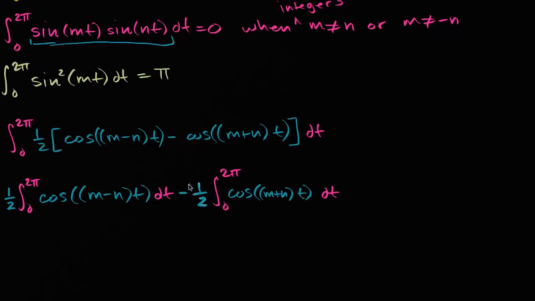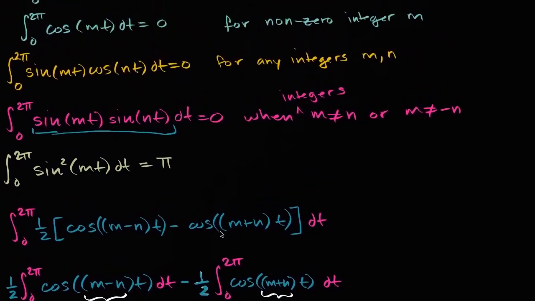You could take the 1/2 out of the integration sign, and we get to this right over here. Now, what do we know about this in the case where m and n are integers that either don't equal each other or don't equal the negatives of each other? Well, if they don't equal each other, and don't equal the negatives of each other, then this right over here is going to be a non-zero integer. Non-zero integer. And this also is going to be a non-zero integer.